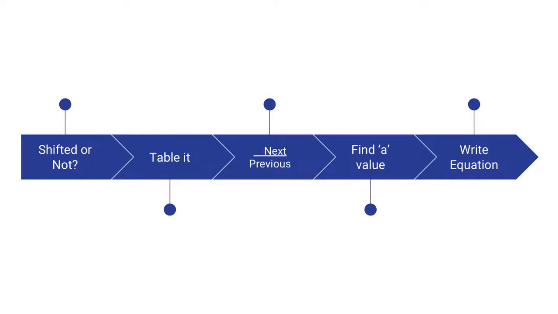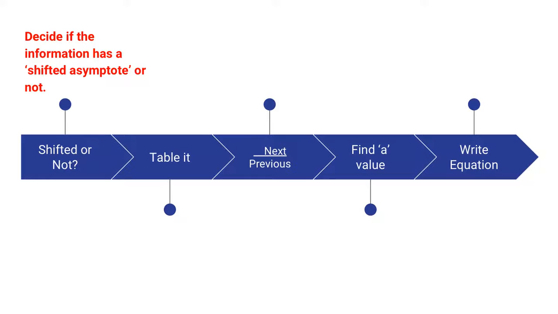All right, so here is your flow chart. Is it shifted or not? Then you table it. Then you do next divided by previous. Then you find the a value. Then you build your equation. So here it is with the details. Decide if the information has a shifted asymptote or not. It pretty much has to tell you in the problem.